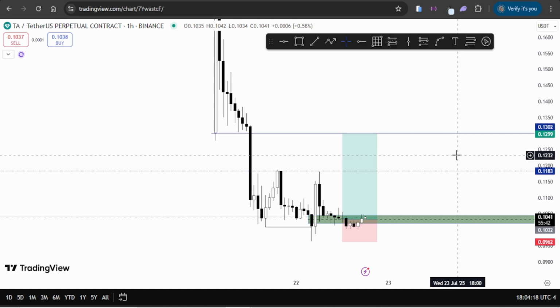And I'm going to point out a few things that I am looking at here, considering liquidity and price delivery. Okay, I'm actually going to show you my thought process for this TAUSDT trade. So stick around.